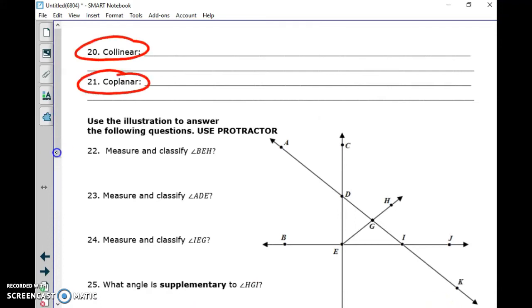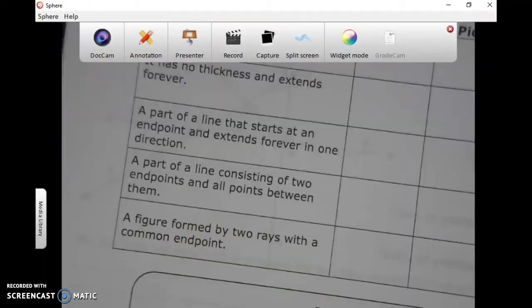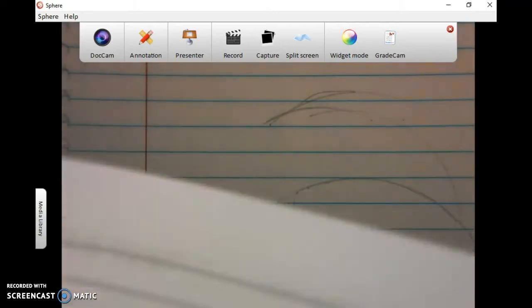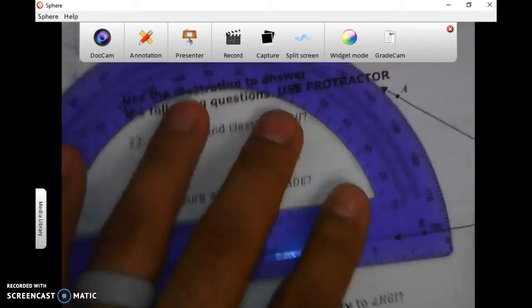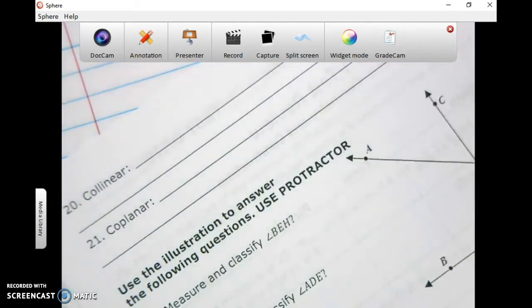Looking at number 22, we're supposed to do two things: measure and classify. BEH. I'm doing this in red, so BEH looks like this. What kind of angle does that look like to you? Okay, that is an obtuse angle. Now, what I'm going to do on these is switch over to paper because I'm going to actually measure these with a protractor. So we're looking at number 22, taking my protractor, and I'm going to measure BEH. I'm going to extend this line so I can actually see it on my protractor.